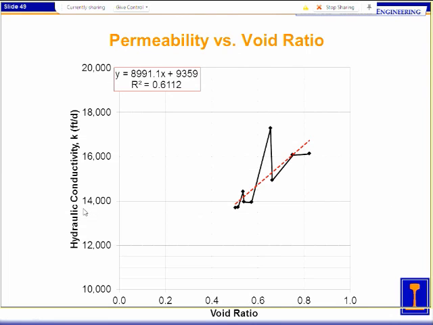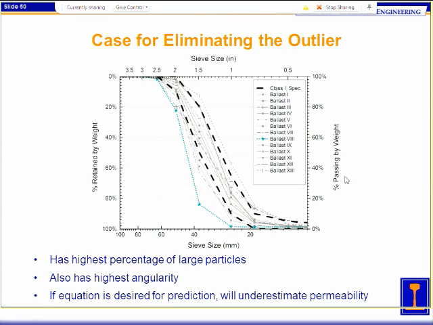So here's our example of permeability versus void ratio. Now, at the moment, as you can see, we've got not a great R squared. Not really the worst I've seen, but it's not great. But you also notice this guy right here. All these ones here are kind of in a nice line, and then there's this one. Now, I'm calling that an outlier.